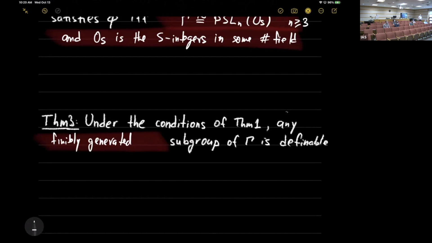Is there any relation between this and the decidability questions of smooth projective varieties of a cube? Not directly, but yes, they're very similar. Right, so you see that the same thing proves both this theorem 3, that every finitely generated subgroup is definable, and the fact that the theory of the lattice is undecidable. Okay.